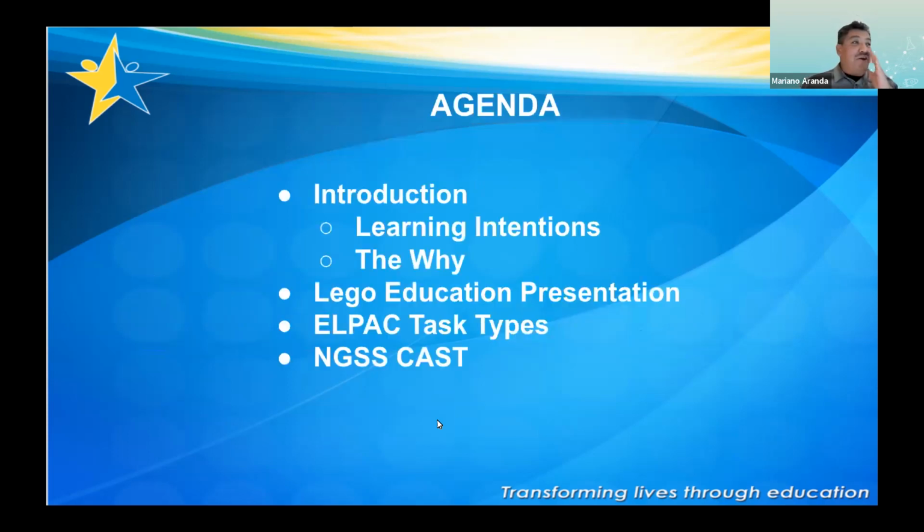So here is our agenda for today. We're going to give you a brief introduction and our learning intentions of why we're doing this as well. And then we're going to engage in our modeling portion with Lego Education. And then we'll come back and explain a little bit more about the ELPAC task types and also how it's related to our NGSS CAS, or the California Science Assessment.